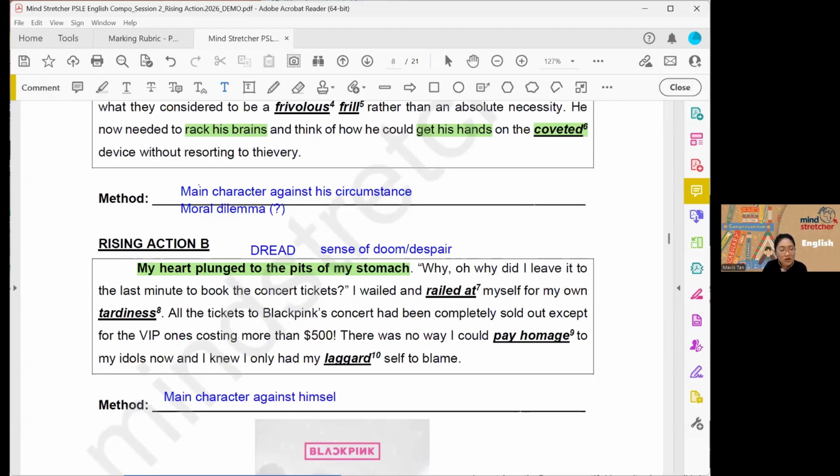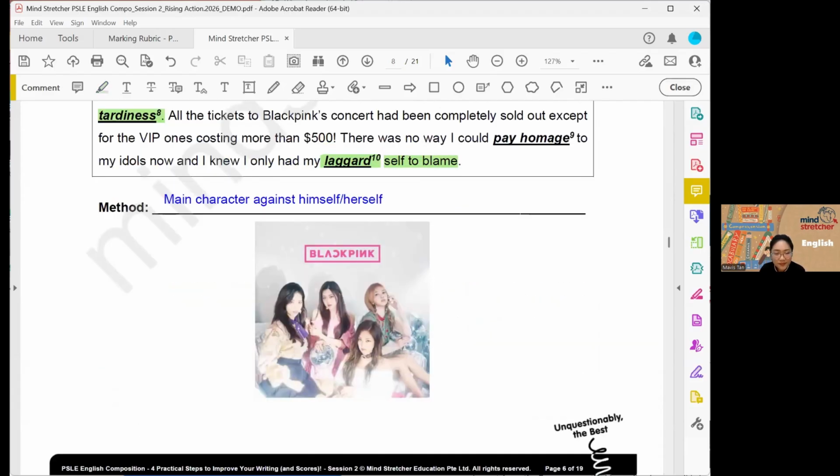Okay, how do we know? Our character described himself or herself as being tardy, means not being responsible, slow to act. Okay, my laggard self to blame. Yeah, so these tell you that it's me. I procrastinated and now I pay the price for my procrastination. Okay, next one.